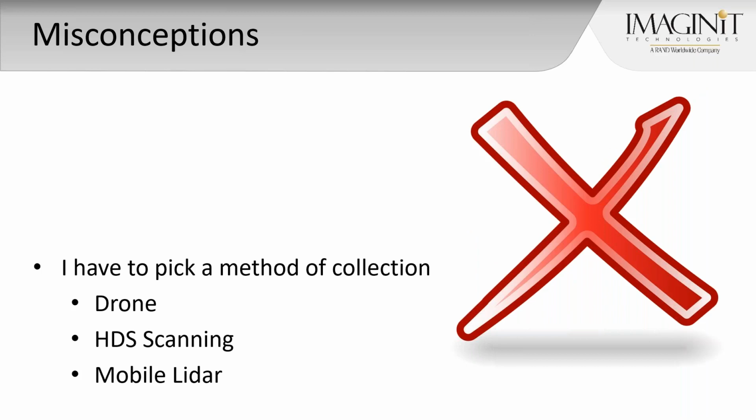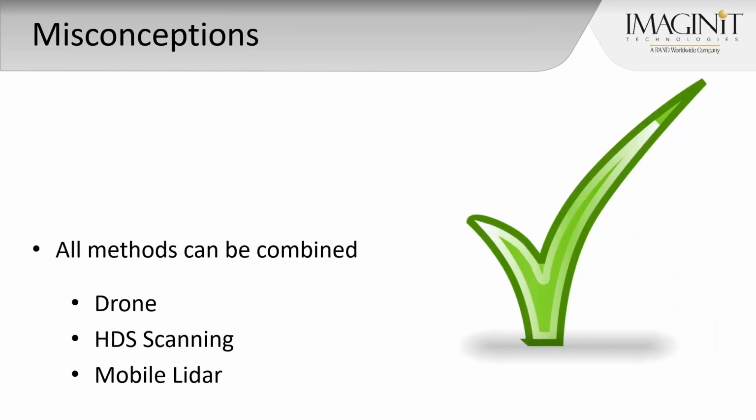And another one I've heard quite a bit, well, I have to use a drone, or I have to use HDS scanning, or I have to use mobile LiDAR. Not true. All of these methods can be combined. I can collect an entire site with a drone, and then I can take my HDS scanning equipment out, and as long as I get a couple of common points, I can combine those two types of data and use all of it to create my design.